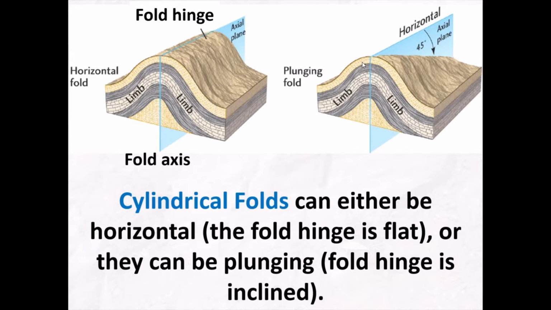However, some folds can themselves be tilted so that the hinge plunges. It's got a downhill direction to it, it's got a slope to it. So for example, if you were walking along the landscape and you'd be on this bedding plane, you'd be sat on the hinge, and if you were to walk along the hinge, you'd go downhill. We call that a plunging fold because it plunges down into the subsurface.